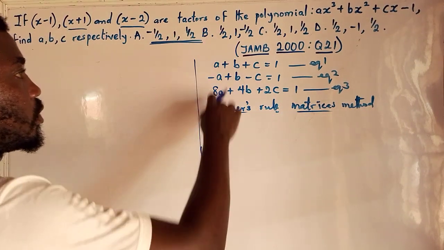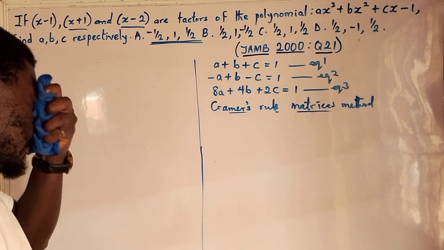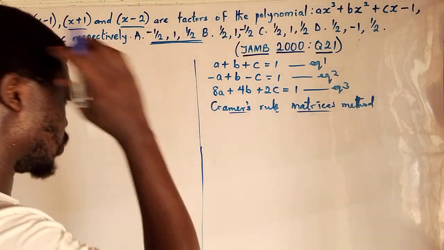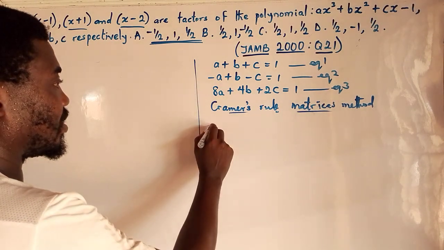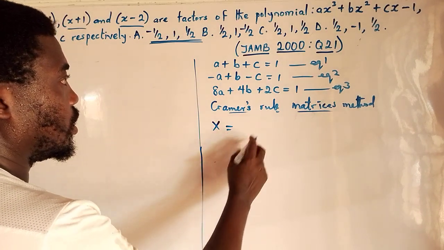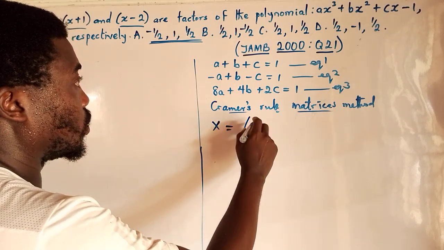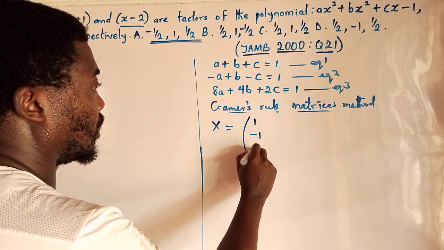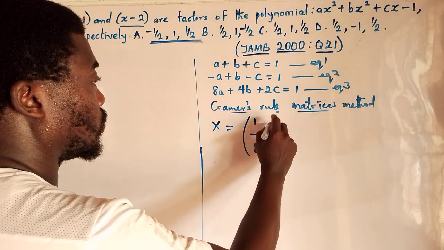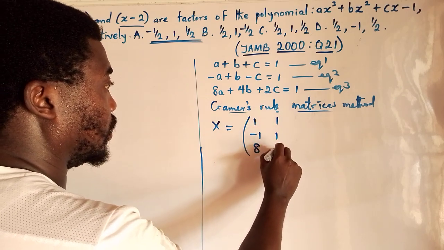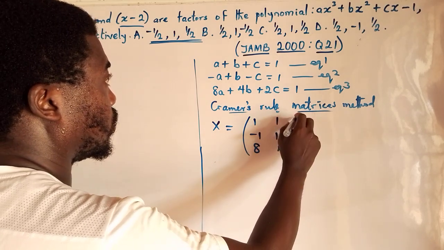So from here, we can write the coefficients of our variables in matrix form. Let us now take it as matrix X. Coefficient of our variable, we have it as 1, minus 1, 8 on the first column. On the second column, we have 1, 1, 4. On the second column, we have what?